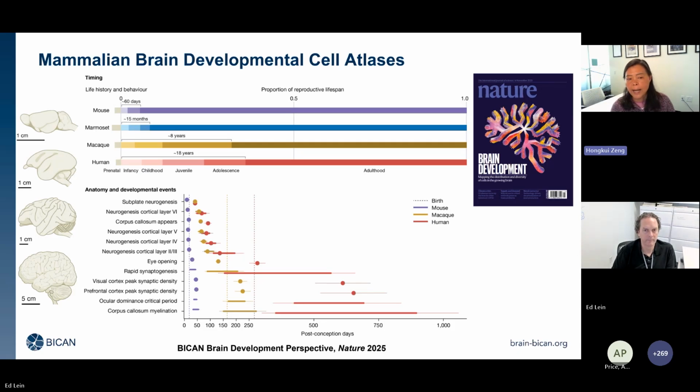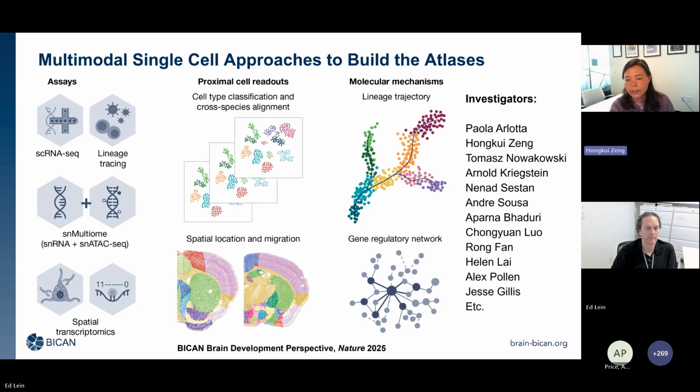And then finally, the last slide. Here is a summary, again using a diagram from the perspective, to really summarize the collective work from the BICAN consortium, with major investigators from the different grant award groups shown here, but also many more participating investigators that I'm not able to list here.